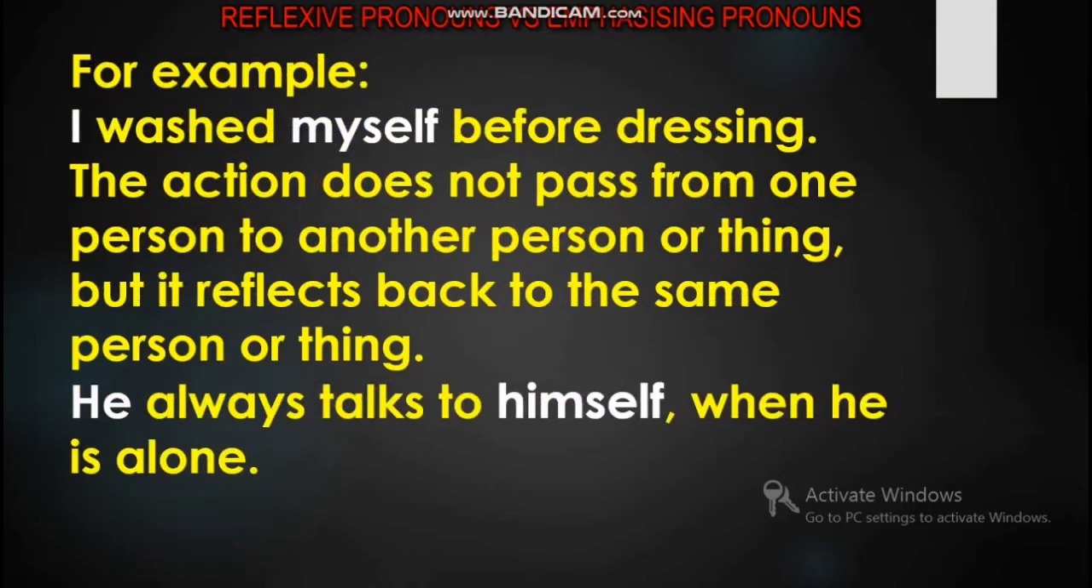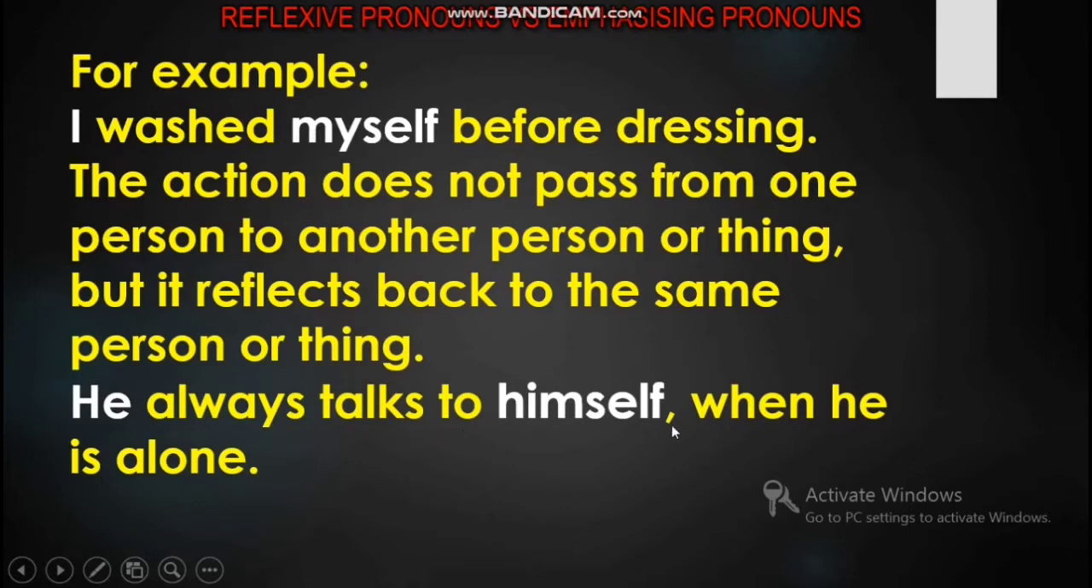For example, I washed myself before dressing. So here you can see washed is a verb, an action. I is the subject, myself is referring to the subject only. Here myself is used as an object. So the object and the subject are the same. The action is being reflected to the subject himself. The action does not pass from one person to another person or thing, but it reflects back to the same person or thing, to the same subject. It can be a person or it can be a thing.